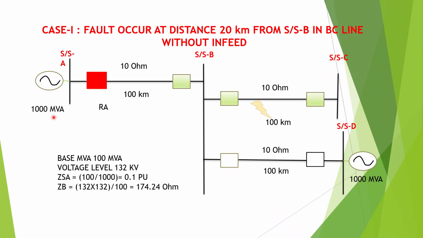Since the fault MVA is 1000 MVA, we can easily calculate the source impedance for substation A. It is base MVA divided by fault MVA, which is 0.1 per unit. And Z base, since the voltage level is 132 kV, we can easily calculate the base impedance, which is equal to kV square divided by base MVA, which is equal to 132 square divided by 100, which is equal to 174.24 ohm.